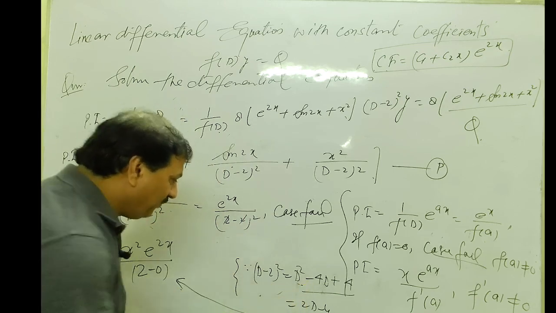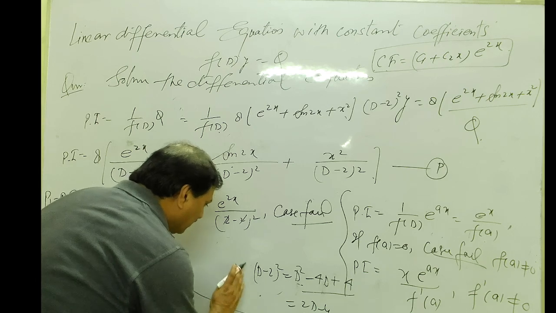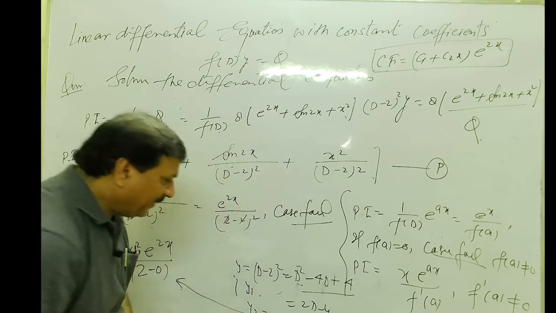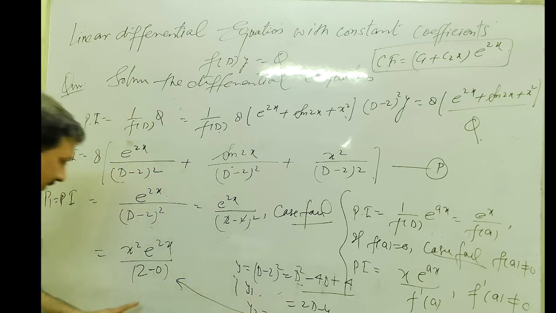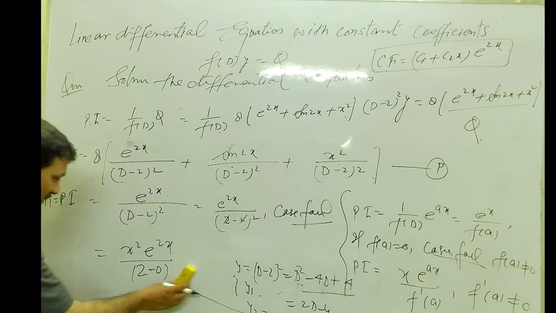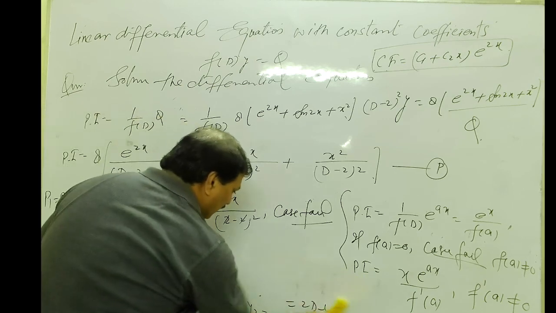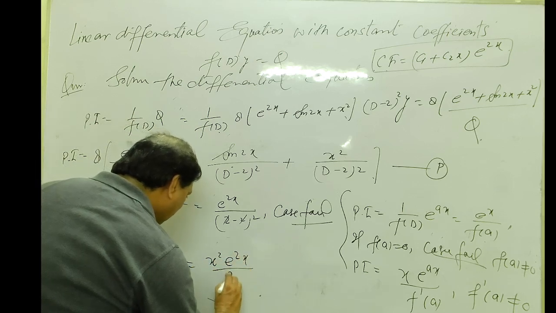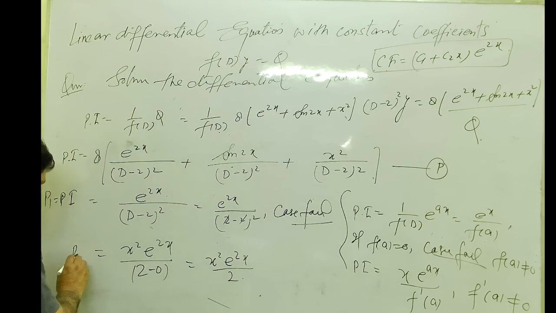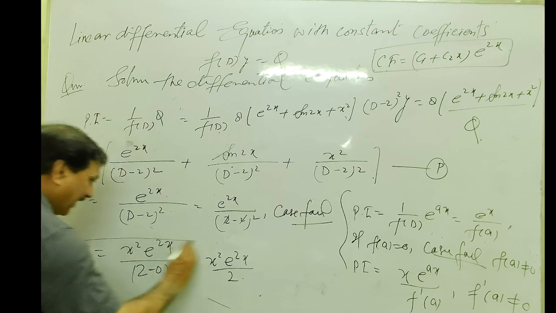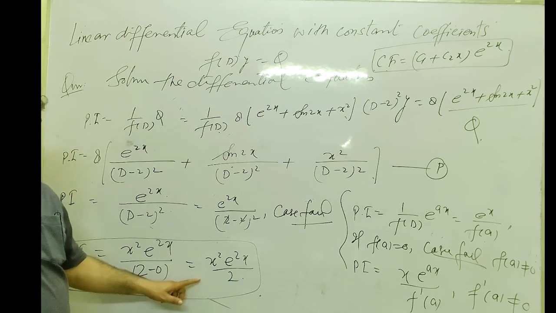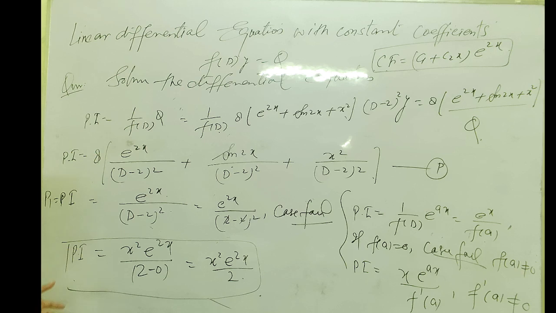This is the first derivative, and second derivative is 2. So the final answer after differentiation is x square e to the power 2x upon 2. This is the first particular integral, in respect of e to the power 2x.